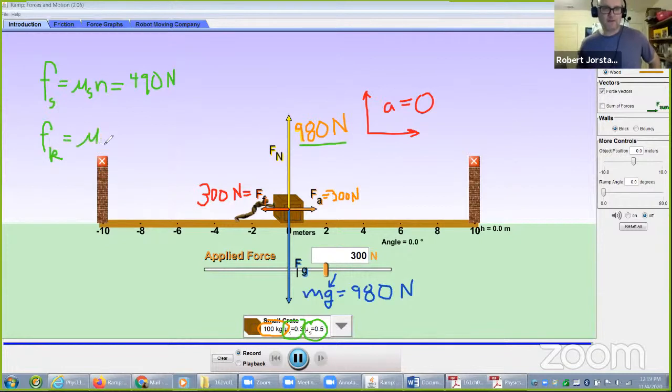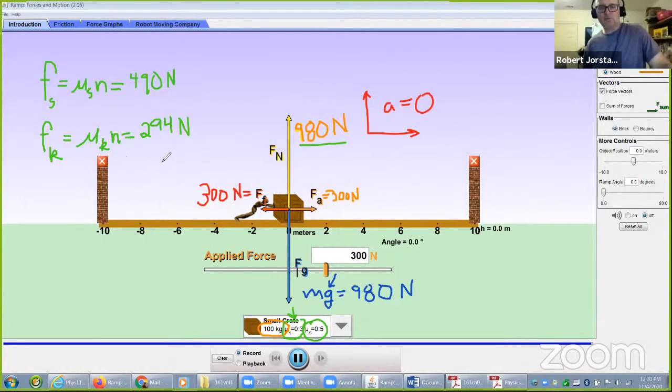And what if I do mu kinetic times the normal force? Well, that would be 0.3 times 980. What is that? 294, I think. All right. So we got 294 there.